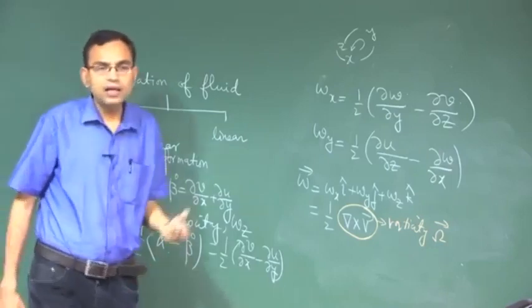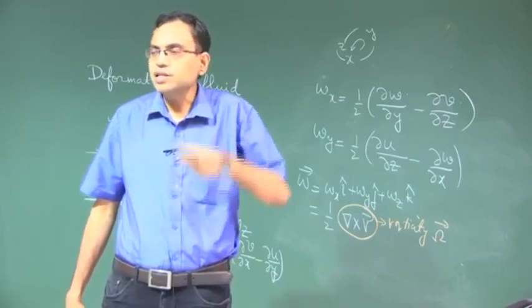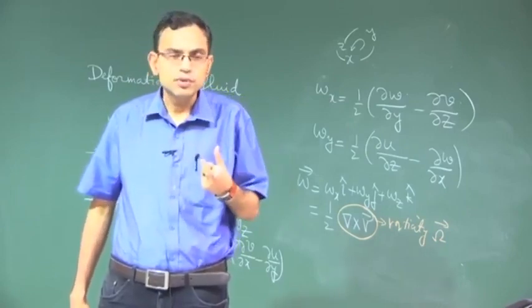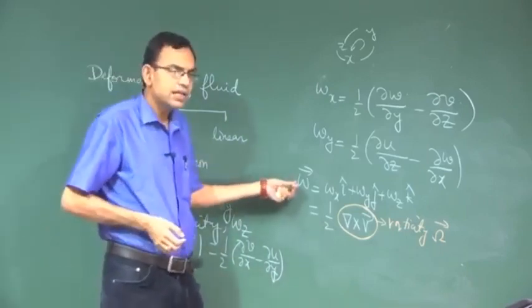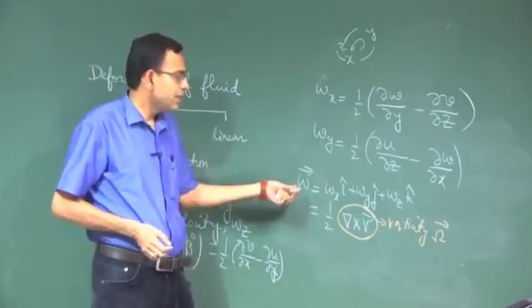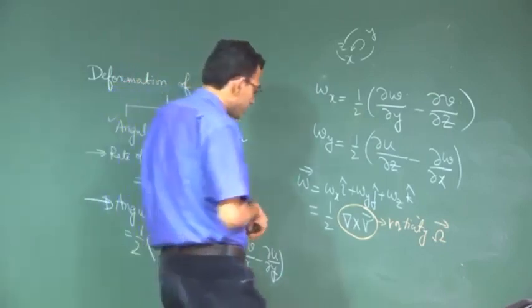So physically, vorticity means the rotationality in the flow. If there is no rotation in the flow, if the angular velocity is 0, then it is called irrotational flow.